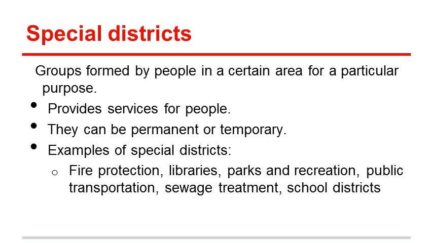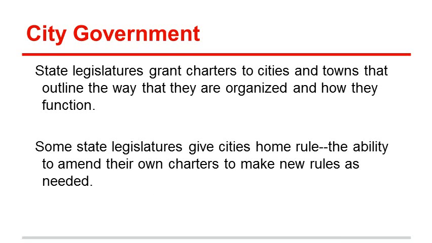Special districts. Groups formed by people in a certain area for a particular purpose are known as special districts. They provide services for people. They can be permanent or temporary. Some examples of special districts include fire protection, libraries, parks and recreation, public transportation, sewage treatment, and school districts. In each of these cases, people in a specific area receive particular services by this special district that's been created as part of your local government.